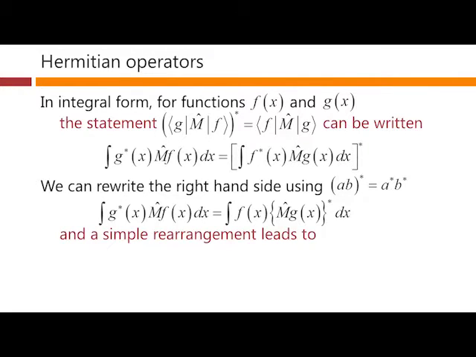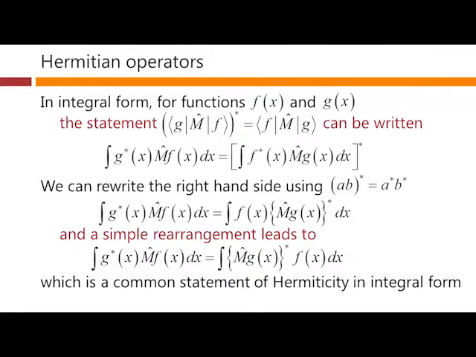And a simple rearrangement of that leads to this expression, that the complex conjugate of g times M operating on f is the same thing as M operating on g and taking the complex conjugate of that and multiplying by f. So this statement here is a restatement of this general hermiticity condition in bra-ket notation. So this is a common statement of hermiticity if we happen to be working in an integral form with functions of a variable.